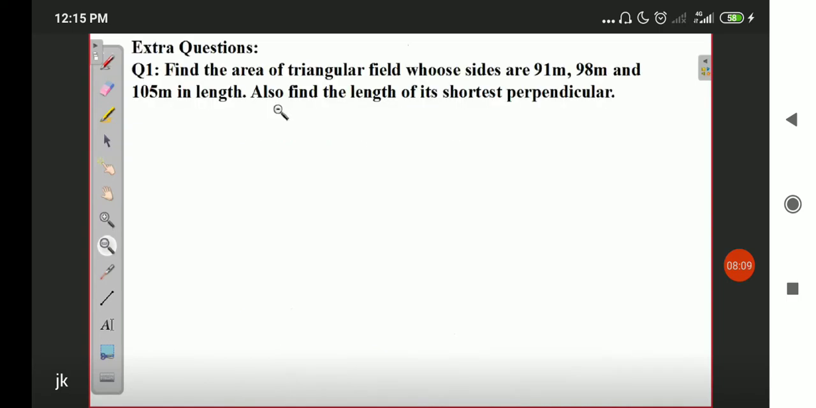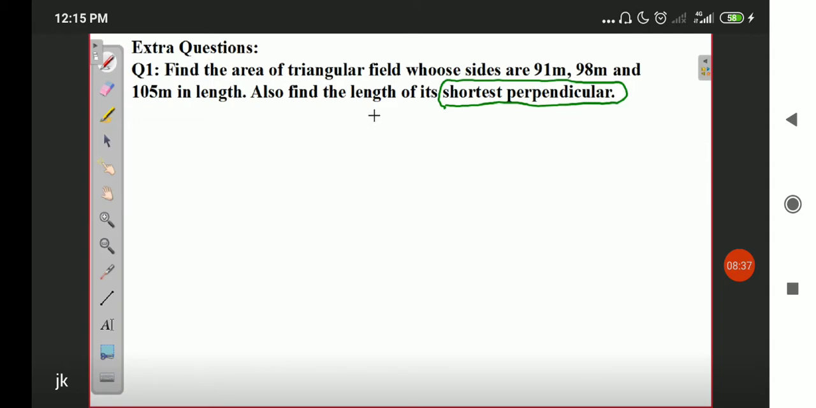This is question number 1, extra question. Find the area of a triangular field whose sides are 91 meters, 98 meters and 105 meters in length. Also find the length of the shortest perpendicular. We have to determine the length of the shortest perpendicular. So where will the shortest perpendicular form? On the longest side. Shortest perpendicular will form on the longest side, and using that we will apply the concept of half into base into height.